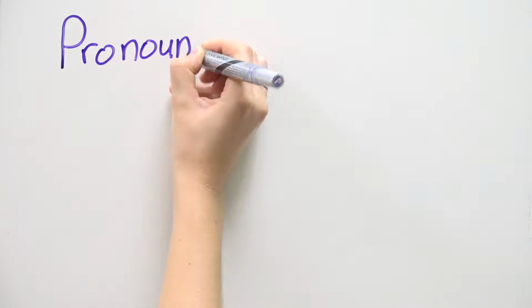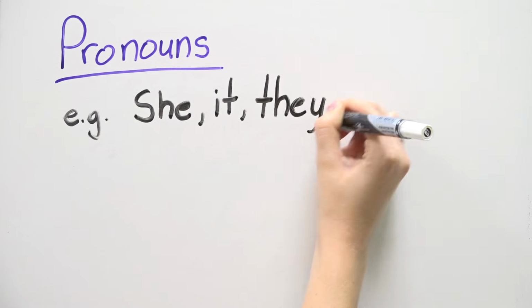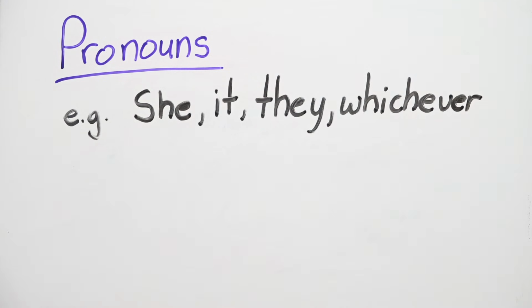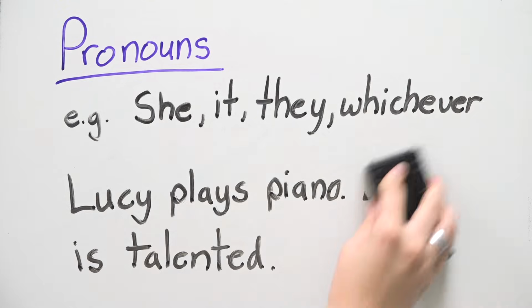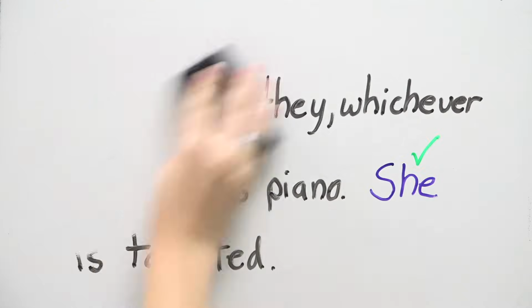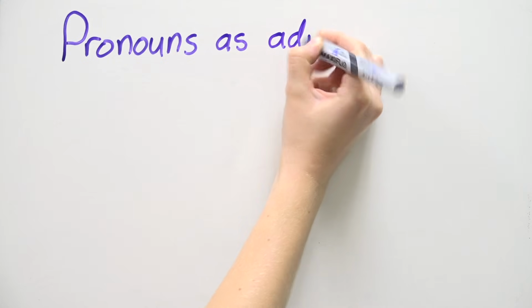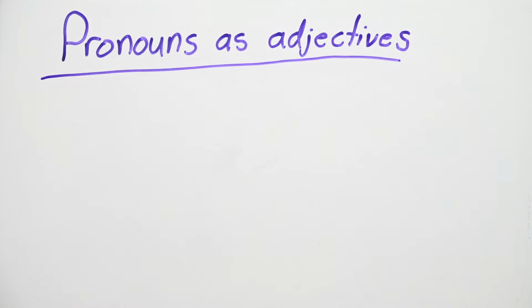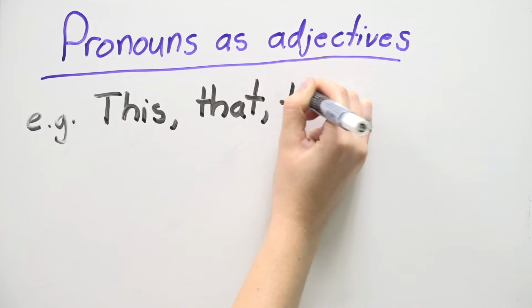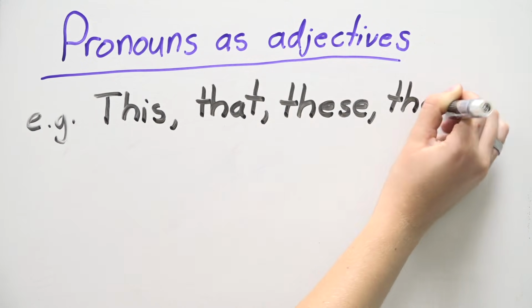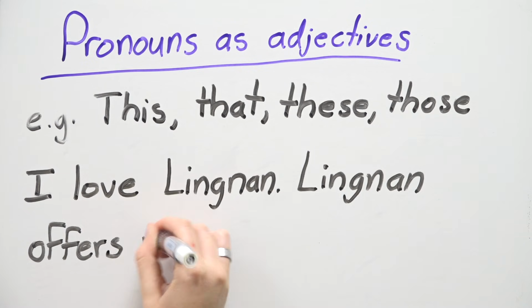We can also achieve variety by using pronouns. Words like she, they, it, whichever, that can stand in for any given noun. Some pronouns, like this, that, those, or these, can also be used as adjectives, along with the article adjectives like a, an, or the, with a synonym or near synonym for maximum cohesion.